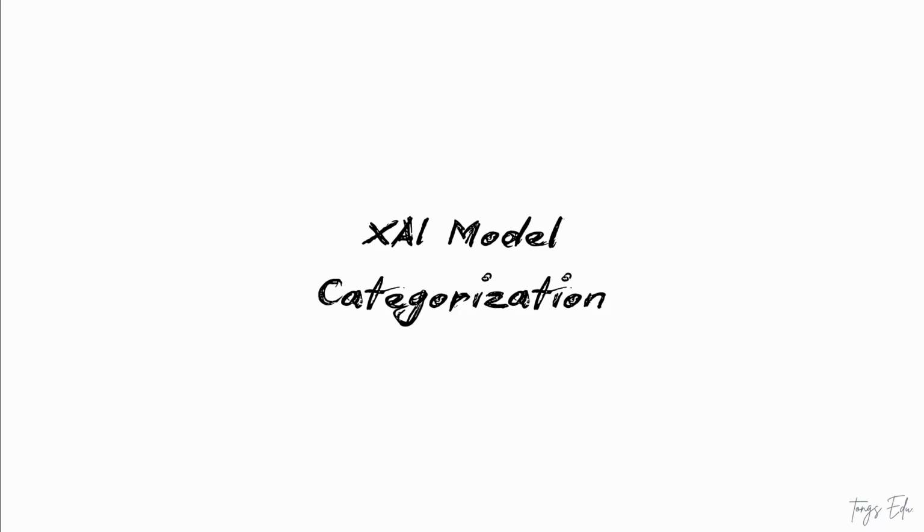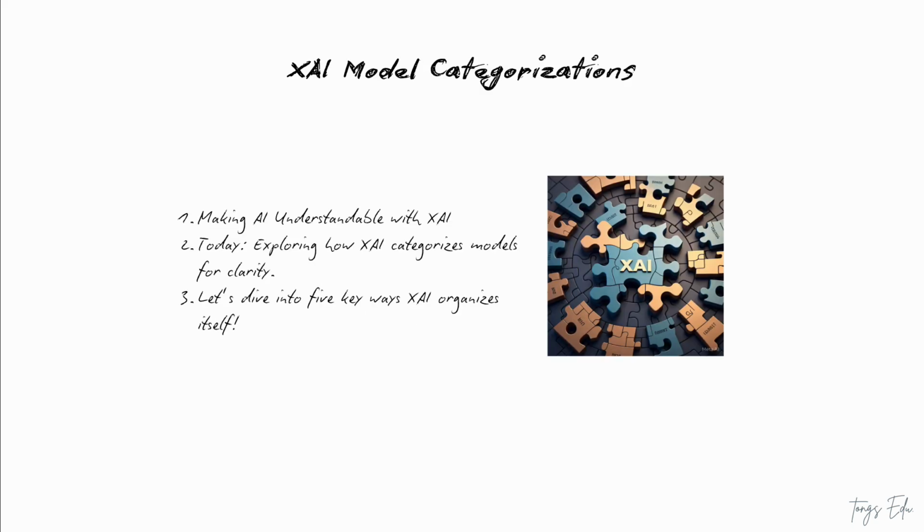Hello, everyone. Today, we're diving into the incredible world of explainable AI, or XAI, and exploring how we can categorize XAI models to make AI understandable for everyone. Have you ever wondered how XAI organizes itself to break down those complex AI decisions? We're going to unpack 5 key ways XAI models are grouped by interpretability, how they explain, their scope, the data they use, and the type of explanation they offer.